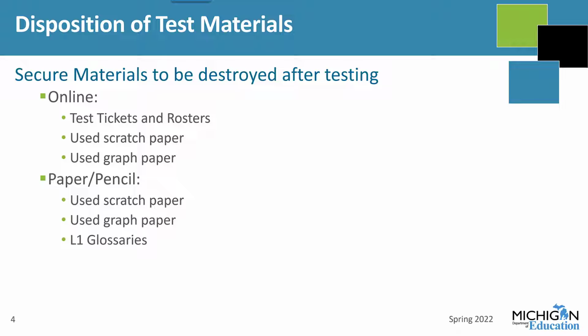If you're a school that tested only online, then secure materials for you are going to be limited to the printed test tickets and rosters and any used scratch and graph paper. Paper pencil schools will have more secure materials than online testing, of course, but as far as secure materials that need to be destroyed, we're talking about the used scratch and graph paper, L1 glossaries, and that means the first language glossaries used by students learning English. All of the rest of the secure materials in paper pencil testing have to be returned to the scoring contractor.